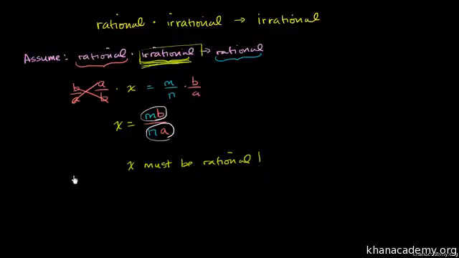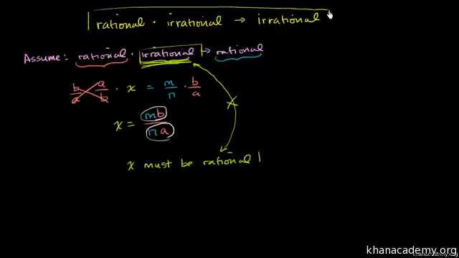And so, therefore, since this assumption leads to this contradiction right over here, this assumption must be false. It must be that a rational times an irrational is irrational. A rational times an irrational is irrational.